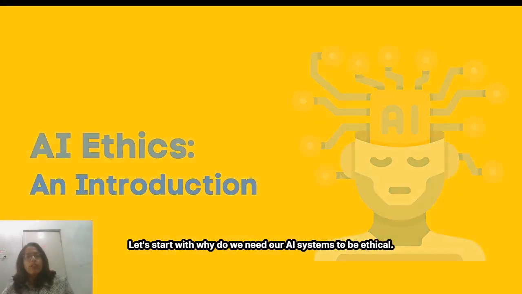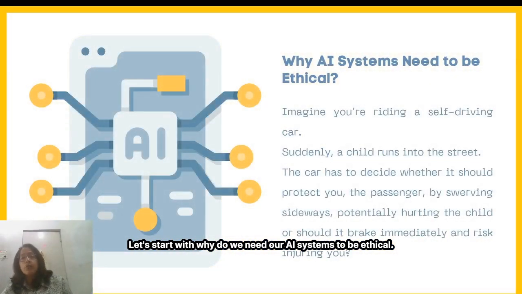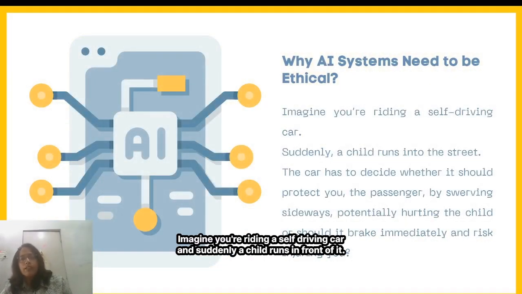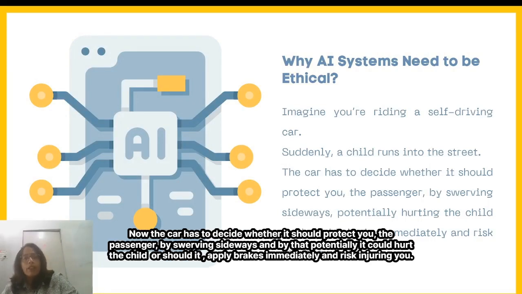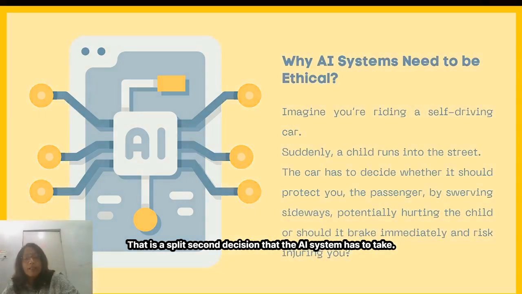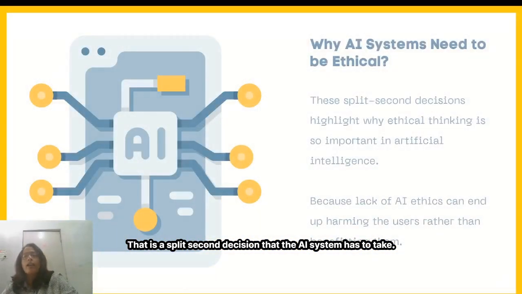Let's start with why do we need our AI systems to be ethical? Let us start with an example. Imagine you're riding a self-driving car and suddenly a child runs in front of it. Now the car has to decide whether it should protect you, the passenger, by swerving sideways, and by that, potentially it could hurt the child, or should it apply brakes immediately and risk injuring you. That is a split second decision that the AI system has to take.